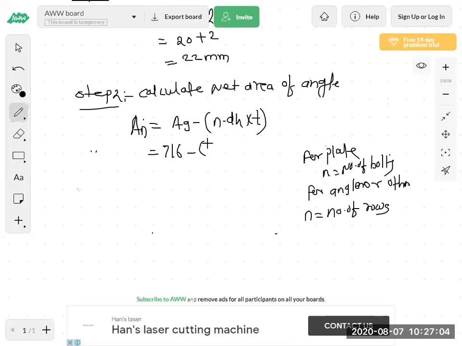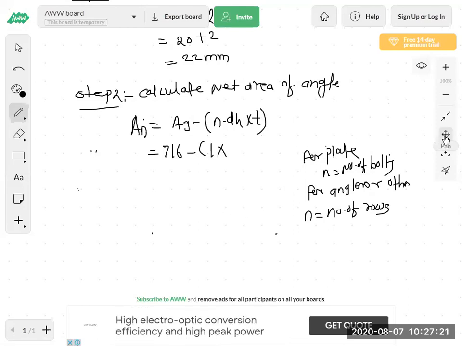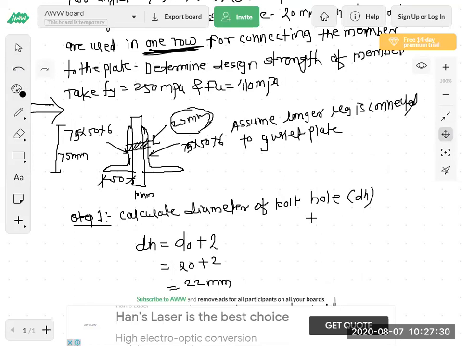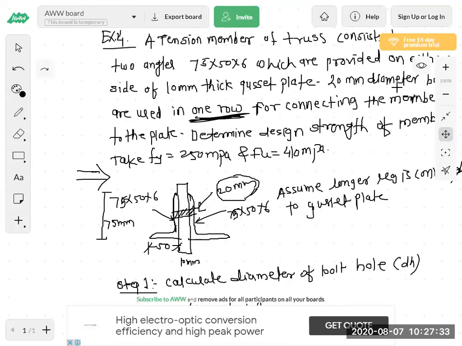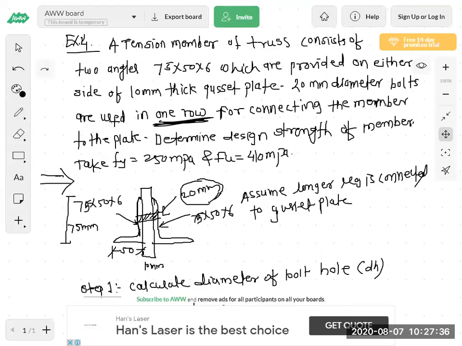Some of these pointers, or we can say tricks, they have given in the formulas. So here n is equal to 1. How many rows are given in the problem statement? They have given 1. They have written here, 20 mm diameter bolts are used in one row. See the problem statement.